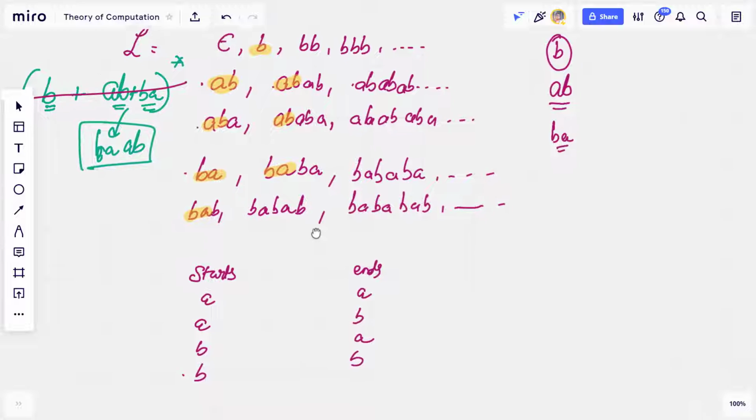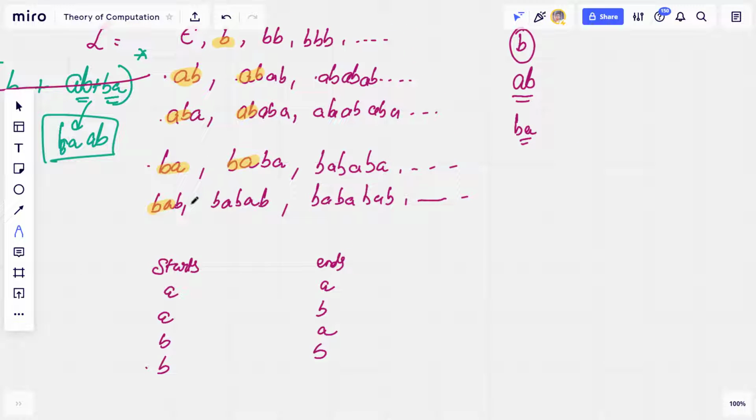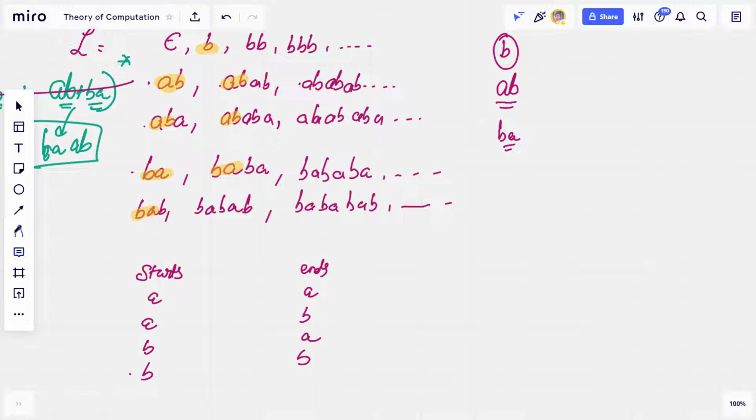So what I'm trying to say is, how can we do this? The way we do it is, I have to repeat B any number of times. And I can either repeat BA or AB. I cannot repeat both, otherwise I'll get two consecutive B's. So let's repeat AB any number of times.